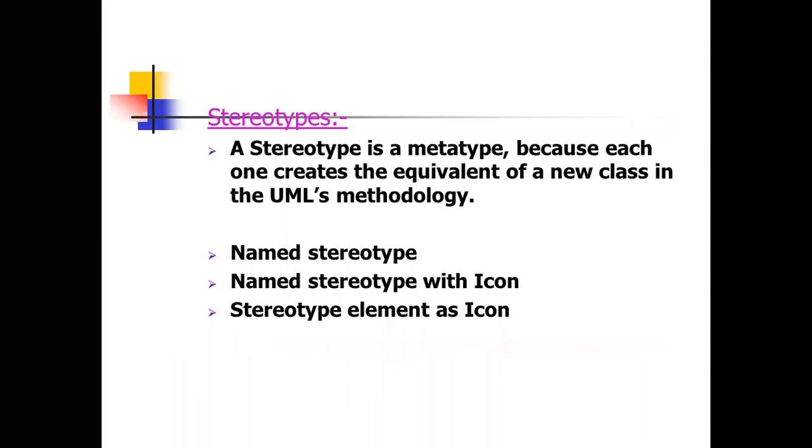What is a stereotype here? It is a meta type because each one creates the equivalent of a new class. In UML methodology, there are three types: named stereotype, stereotype with icon, and stereotype element as icon.